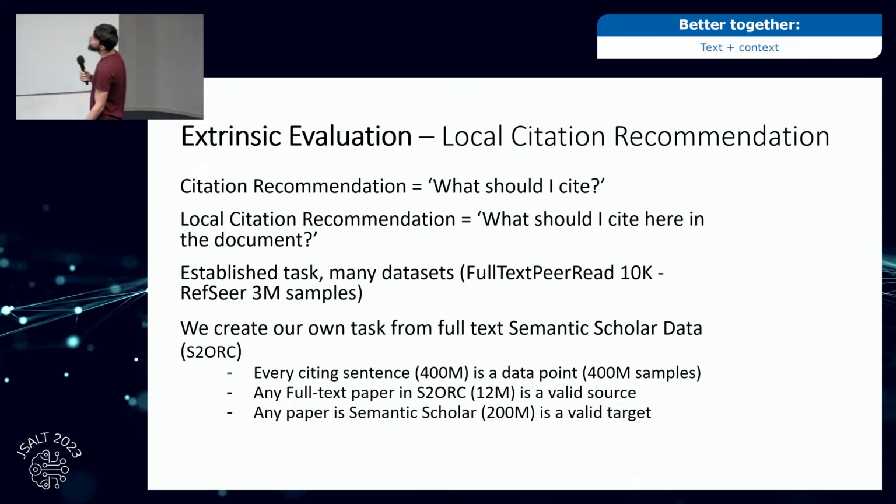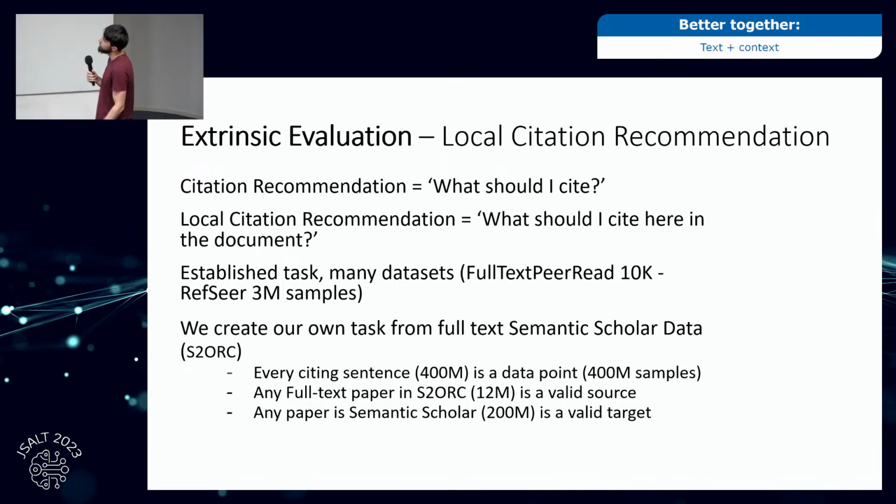Okay, now I'm going to move on to the second part, which is extrinsic evaluation, which is a task called local citation recommendation. So we have this higher level task called citation recommendation, which is asking the question, what should I cite in my paper? And local citation recommendation is, I've just written a sentence within my document, what should I cite at this point? It's a pretty established task. We've got papers at ACL on it.